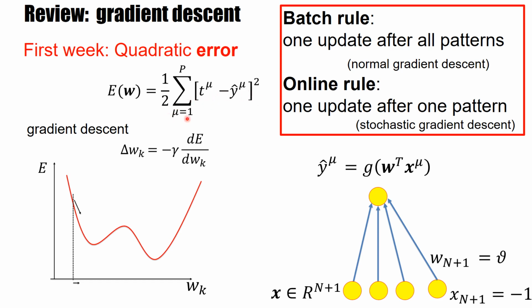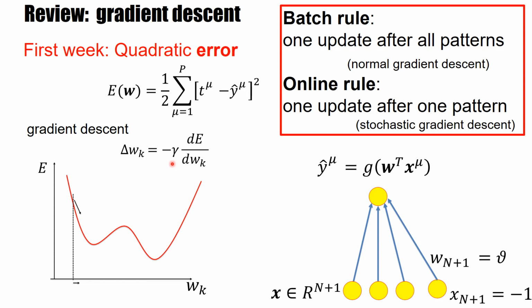Now we want to minimize this error, and gradient descent does this by saying, well, let's go in the direction of the negative gradient. So here the slope is negative. We go down by increasing the weight. And this is implemented by this formula here. Gamma is a learning rate. Sometimes I call it gamma, sometimes I call it eta.